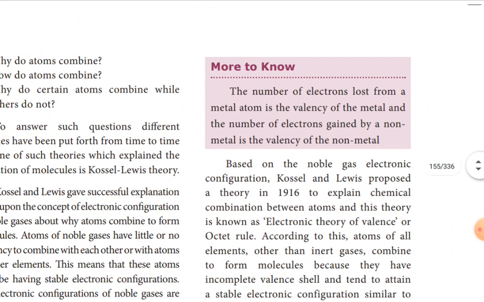See, more to know: the number of electrons lost from a metal atom is the valency of the metal. Normally, the metals, that is aluminium, calcium, sodium, magnesium, are ready to lose electrons. The number of electrons lost by a metal is the valency of the metal ion. Then normally a non-metal is going to gain electrons: chlorine, fluorine, iodine. They are going to gain electrons. So the number of electrons gained by a non-metal is the valency of the non-metal.